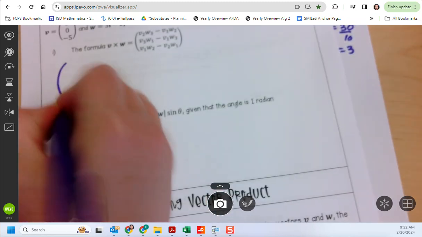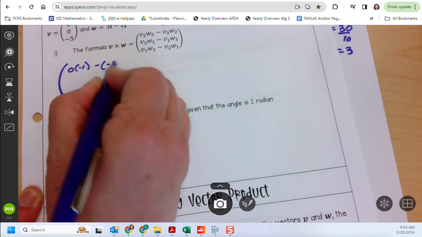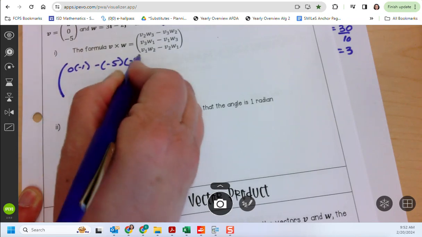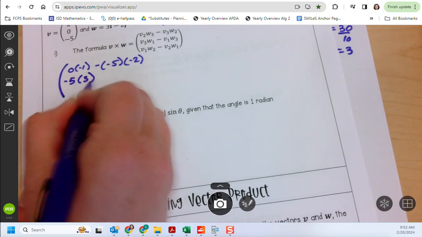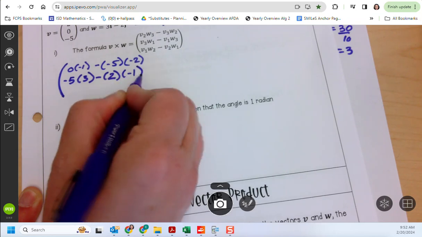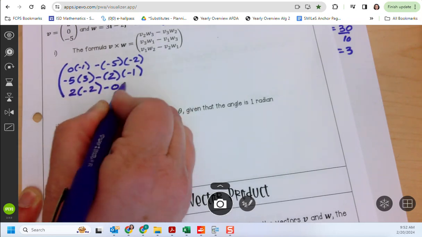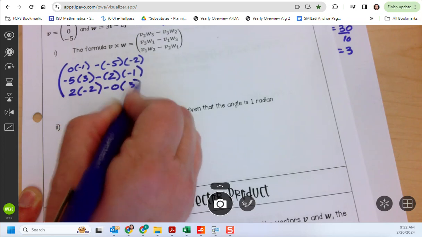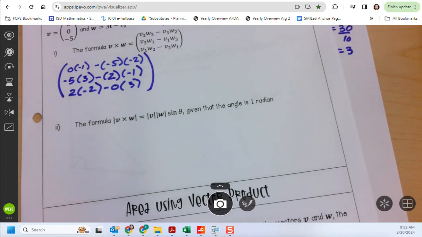So what I have is 0 times -1 minus -5 times -2. And -5 times 3 minus 2 times -1. And 2 times -2 minus 0 times 3. All right, did I make any mistakes in my calculation so far? Did you guys see anything different? Does it look like what you wrote?